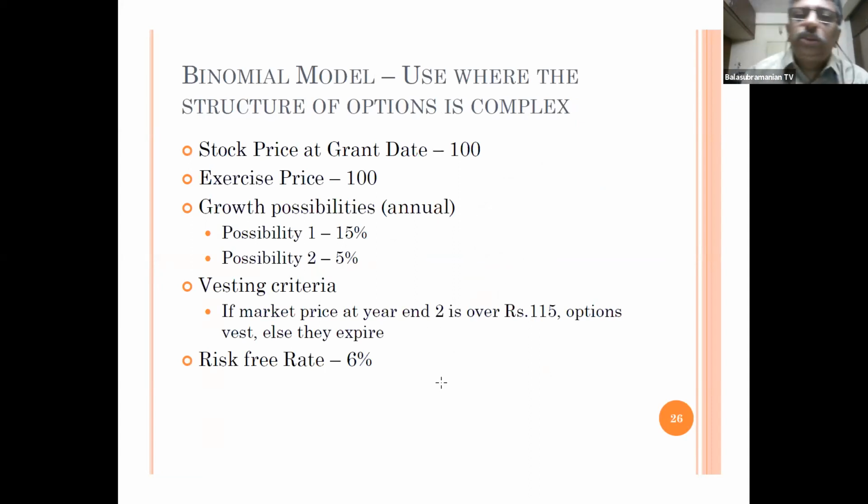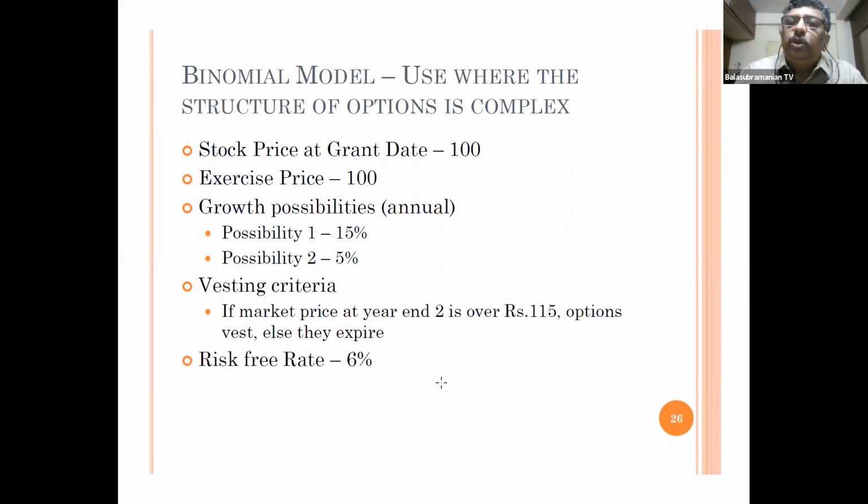So when do you use the binomial model as against a Black-Scholes model? Now, typically for all option calculations, ESOP calculations, the Black-Scholes model is good enough. In 90% of the cases, the Black-Scholes model is good enough. And it is easy because there is a ready template. You can just put in the numbers and finish it. Whereas calculating using a binomial model requires much more effort and exercise.